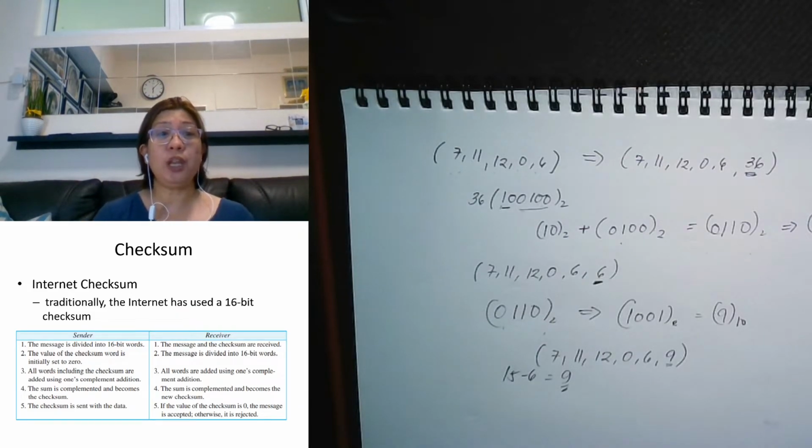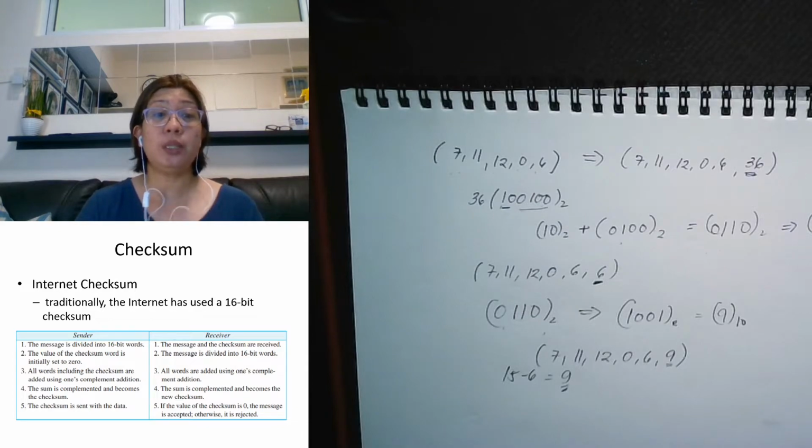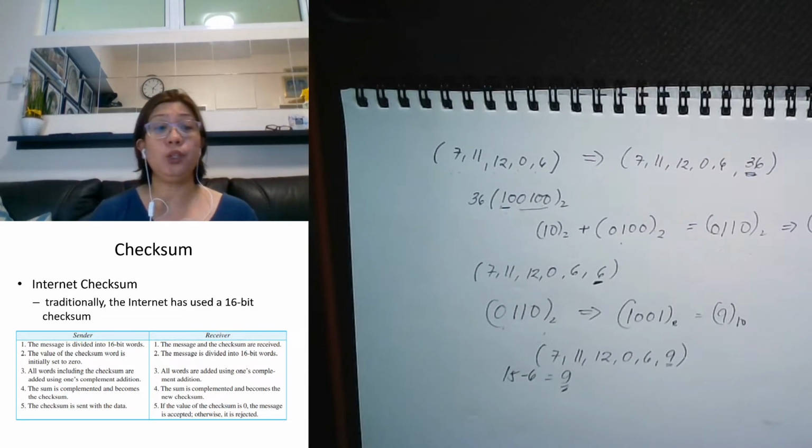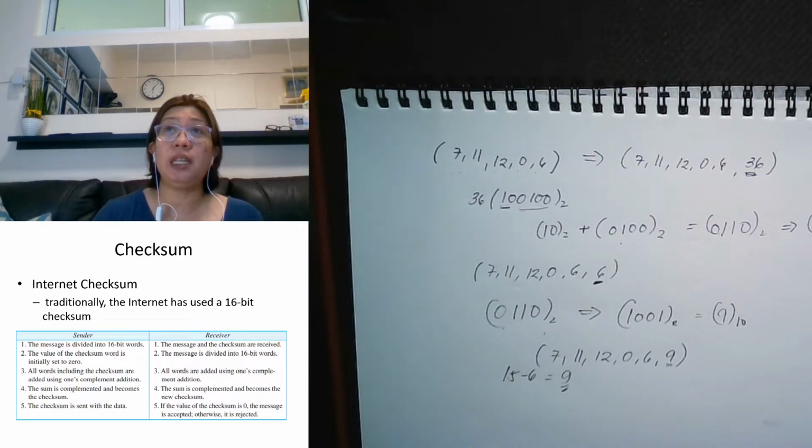So we have here the internet checksum. Traditionally, the internet has used a 16-bit checksum. The sender and the receiver follow the steps depicted in the table. As shown in the table, the sender or the receiver uses 5 steps. The message is divided into 16-bit words. The value of the checksum word is initially set to 0. All words, including the checksum, are added using one's complement addition. The sum is complemented and becomes the checksum, and the checksum is sent together with the data.